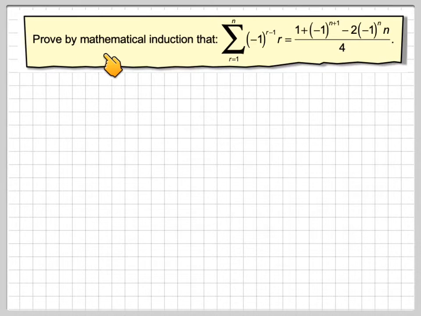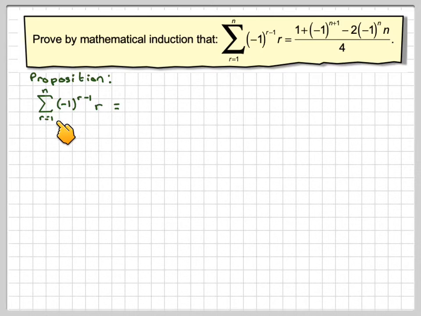In this video, we're going to prove by mathematical induction that the sum from r = 1 to n of (-1)^(r-1) times r is equal to (1 + (-1)^(n+1) (1 - 2n)... ) over 4, namely 1 + (-1)^(n+1) times (-2)(-1)^n... n over 4. Okay, this is a much more challenging example. The proposition is the sum from r = 1 to n of (-1)^(r-1) times r. You need to write out a few terms of the series in order to realise what's happening.